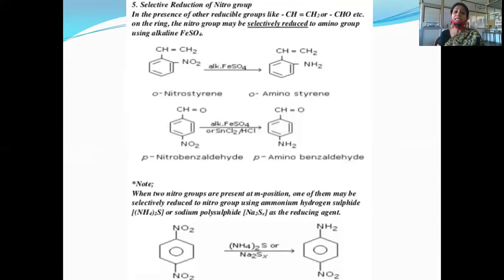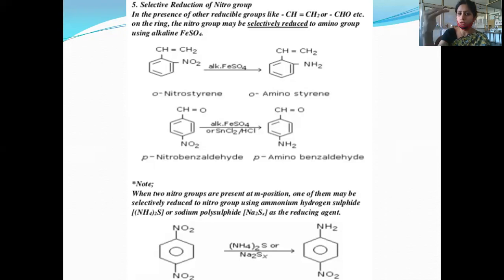Then we see there is selective reduction. Now, what does selective reduction mean? When there are some other groups also present along with the NO2 group, like an alkene or an aldehyde group on the ring, then the nitro group may be selectively reduced to the amino group using certain reagents, like alkaline ferrous sulfate. So there will be no effect on the alkene or the aldehyde group, but that NO2 group will be specifically converted to the NH2 group. The same example is given over here.